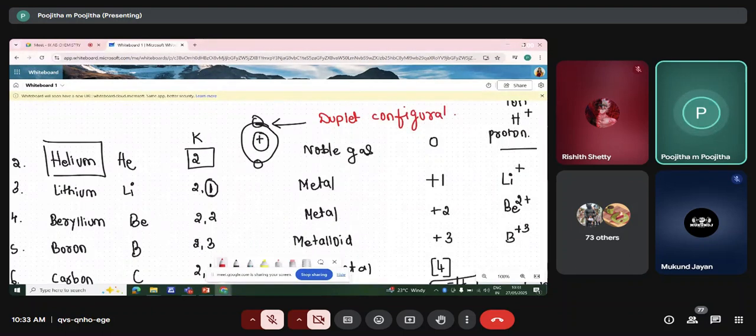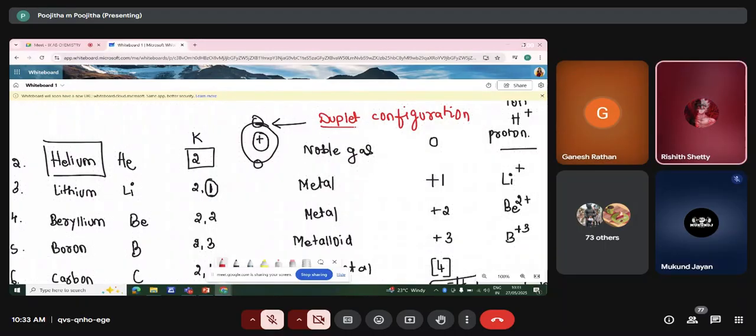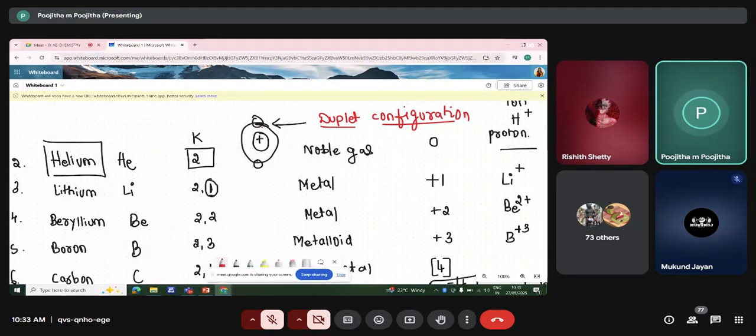Have you heard this name before? Yes, ma'am. Okay, note down: duplet configuration refers to the arrangement of 2 electrons in the valence shell as seen in case of helium. Helium shows duplet configuration. Only helium has duplet configuration. The arrangement of 2 electrons in its outermost K shell and being stable on its own, as seen in helium, is called duplet configuration.